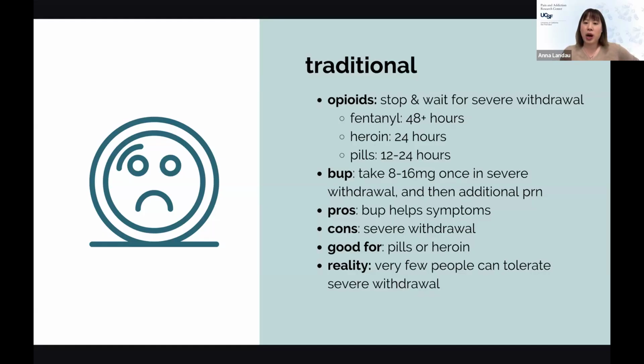And usually it takes a certain period of time for people to get to that COWS score. For people who are using fentanyl, it takes about 48 plus hours. They will feel terrible in those 48 hours, but usually it won't be safe to actually start buprenorphine until they've waited sufficiently long. And it's a lot shorter period of time for heroin and prescription opioid pills, usually about 8 to 24 hours for each of those.